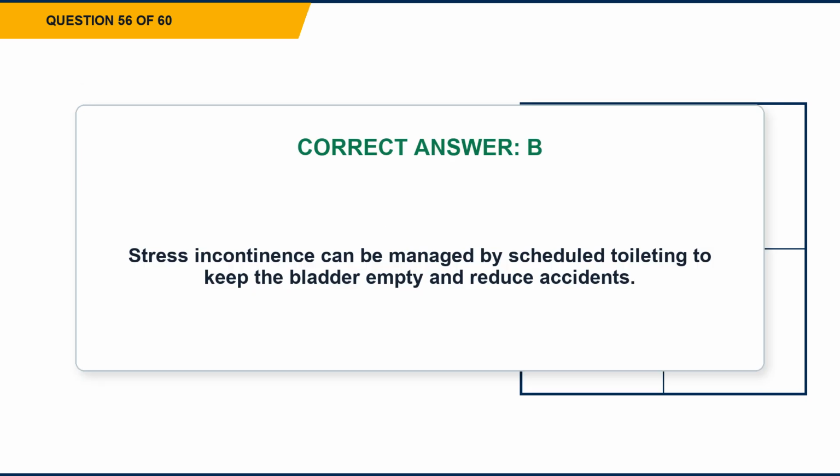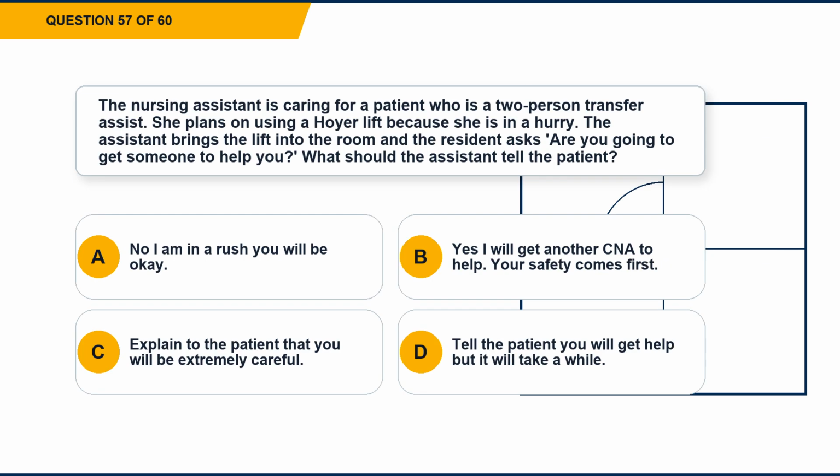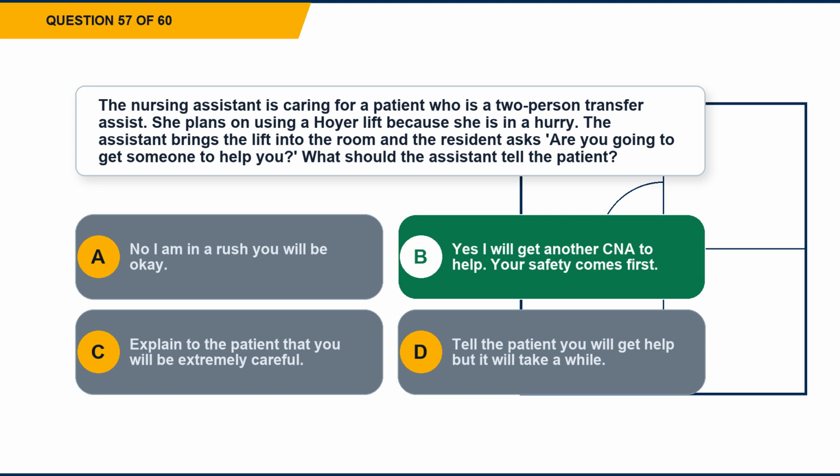Explanation: stress incontinence can be managed by scheduled toileting to keep the bladder empty and reduce accidents. Question 57. The nursing assistant is caring for a patient who is a 2-person transfer assist. She plans on using a Hoyer lift because she is in a hurry. The assistant brings the lift into the room and the resident asks, "Are you going to get someone to help you?" What should the assistant tell the patient? Option A, "No, I am in a rush, you will be okay." Option B, "Yes, I will get another CNA to help. Your safety comes first." Option C, explain to the patient that you will be extremely careful. Option D, tell the patient you will get help but it will take a while.